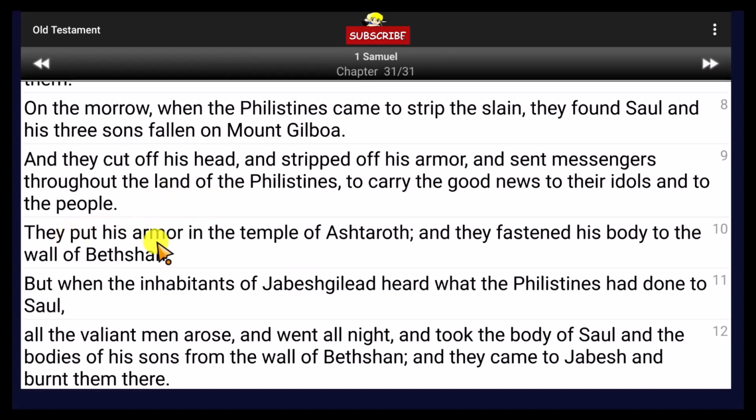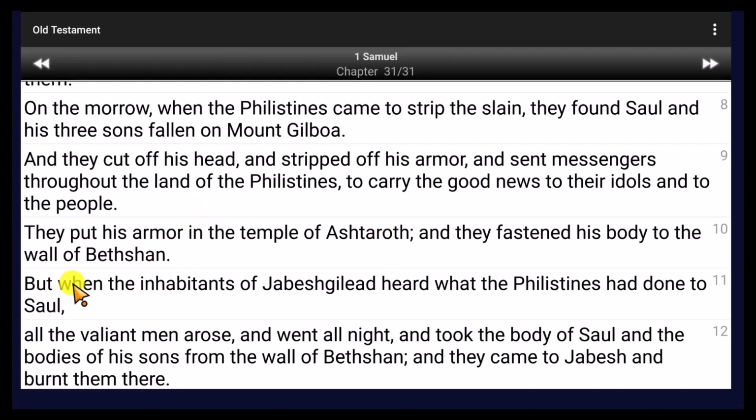Now they put his armor in the temple of Ashtaroth, and they fastened his body to the wall of Bethshan. So his armor, what he was wearing, was placed in the temple that belonged to a god called Ashtaroth. And then they fastened his body to a wall. So it means that the body was without a head. You can imagine that, the body was without a head, on the wall of Bethshan.